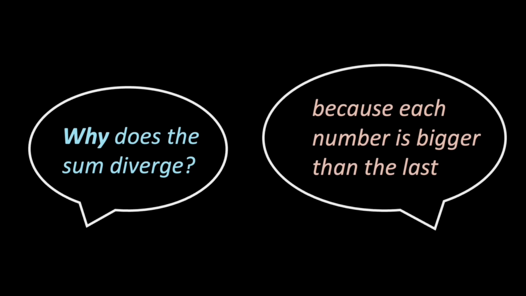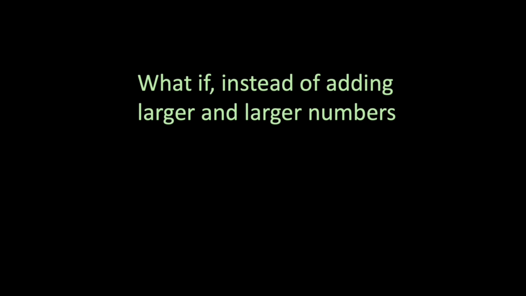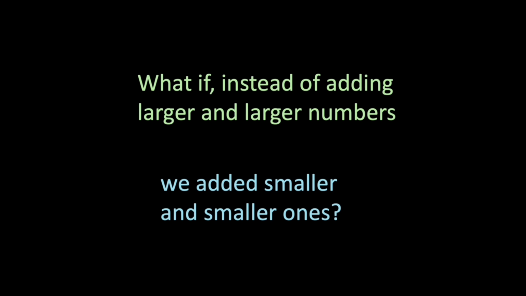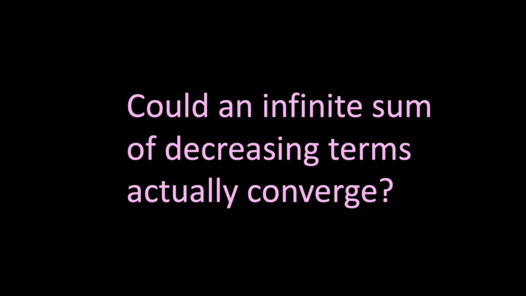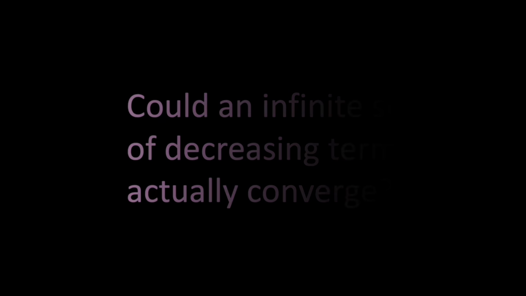If you ask someone, why does the sum diverge? They'll likely say, because each number is bigger than the last. And they'd be right. But now let's turn that idea on its head. What if, instead of adding larger and larger numbers, we added smaller and smaller ones? Could an infinite sum of decreasing terms actually converge? And that brings us to a fascinating question.